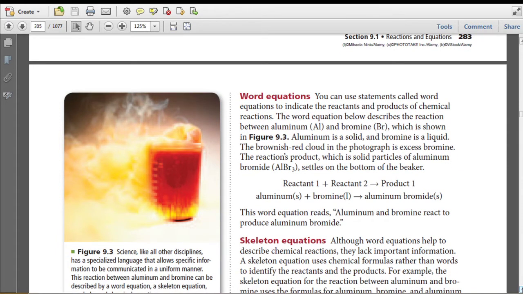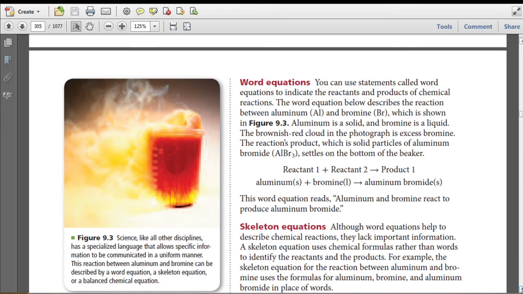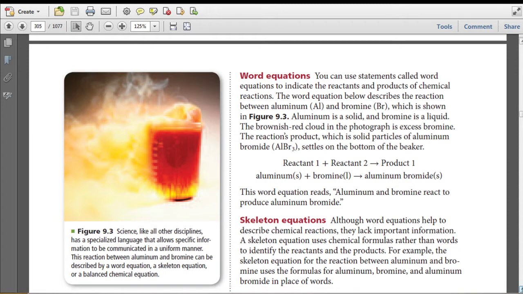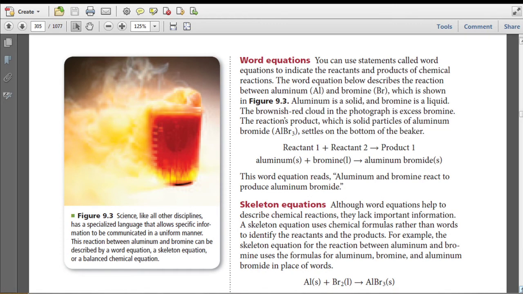You can use statements called word equations to indicate the reactants and products of chemical reactions. The word equation below describes the reaction between aluminum and bromine, which is shown in Figure 9.3. Aluminum is a solid and bromine is a liquid. The brownish red cloud in the photograph is excess bromine.